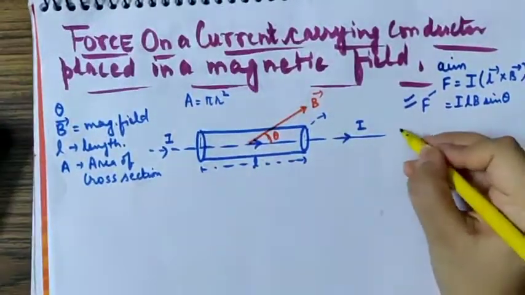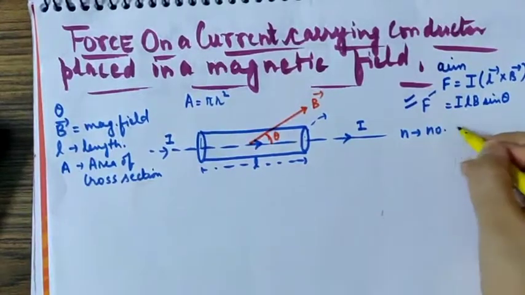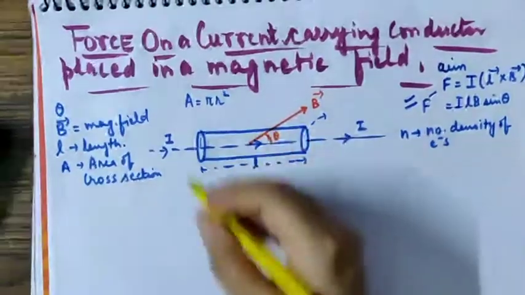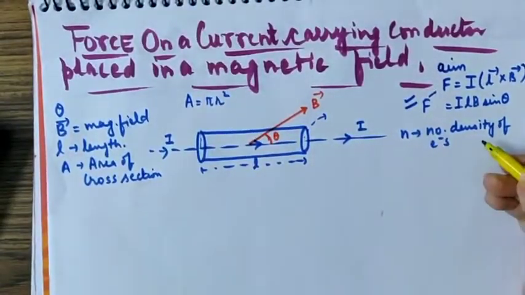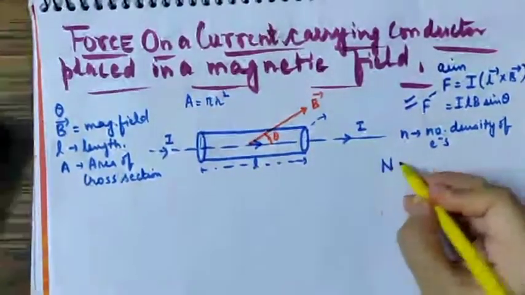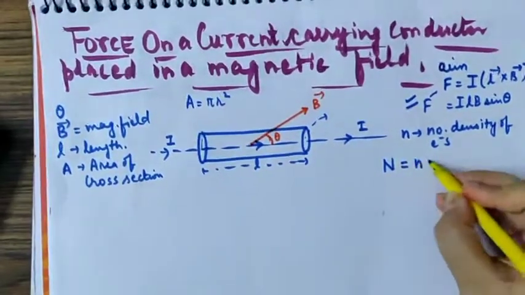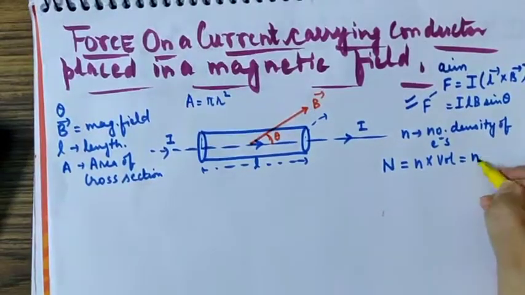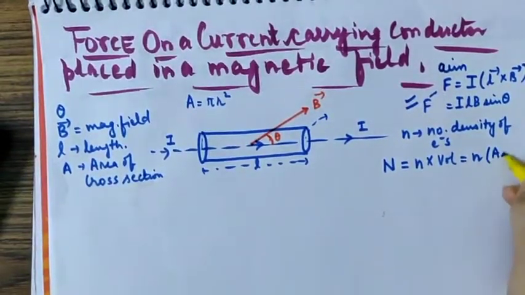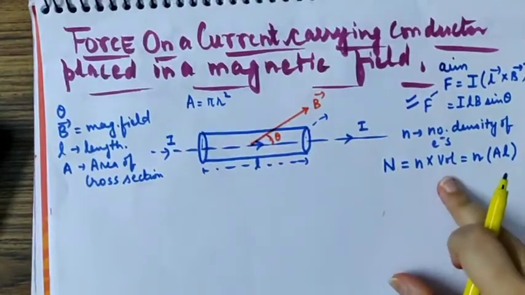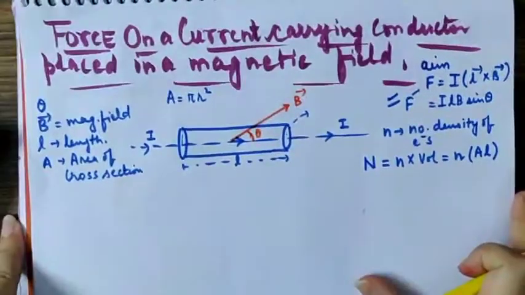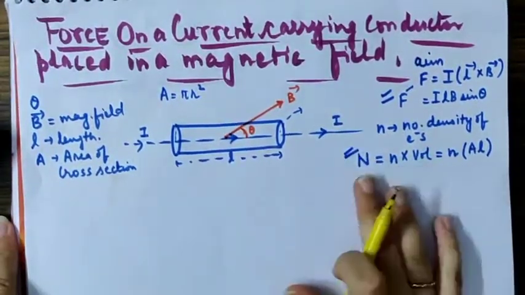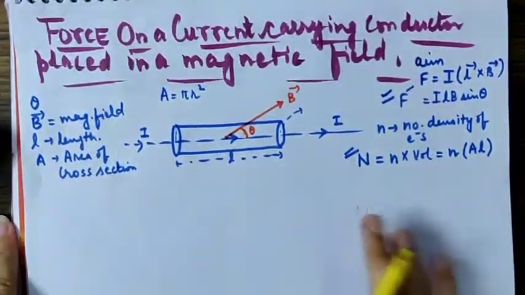Now suppose one more thing, small n. Small n is the number density of electrons. Obviously the electrons are flowing inside this wire, so number density of electrons. Then what will be the number of electrons flowing inside it? It will be equal to number density into volume. Then what is the volume of a cylindrical substance? It is equal to area into third dimension, because volume is always equal to area into third dimension for a 3-dimensional figure. So this is one of the points that we'll be discussing later.